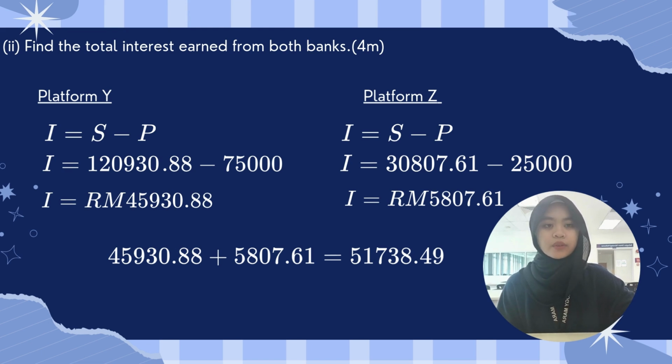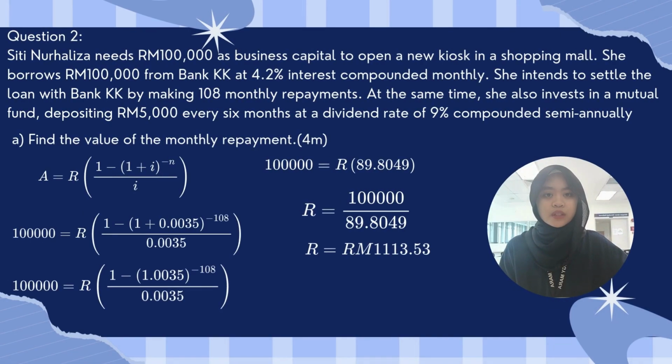After you read the question, we will solve it. Based on the problem statement, we include all the information we need, put it into the formula, solve and total it up. The total answer from platform Y plus platform Z is 51,738 ringgit 49 cents.